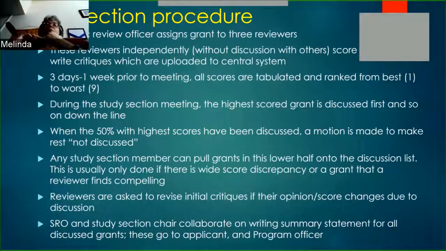So that when the review is happening, the primary reviewer gets up and says, this is what this grant is about. These are its strengths. These are its weaknesses. And this is why I gave it a preliminary score of whatever. The secondary reviewer basically says the same thing. Either says I completely concur, or there are these other aspects of the grant that need to be addressed. Then the third reviewer says the same thing. Then there's a discussion in the room from the other 20 or so study section members.